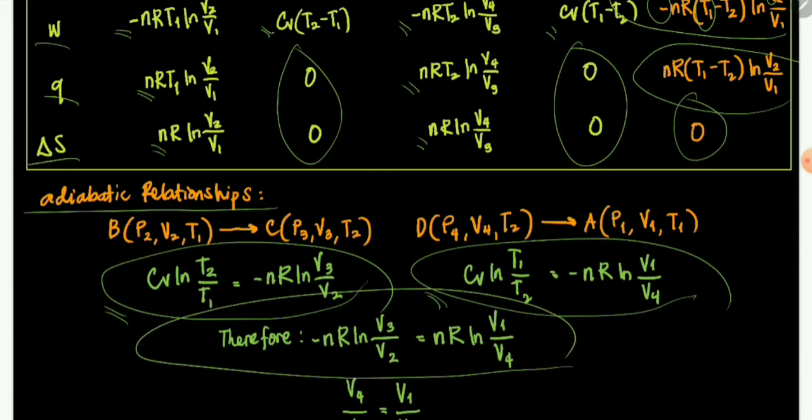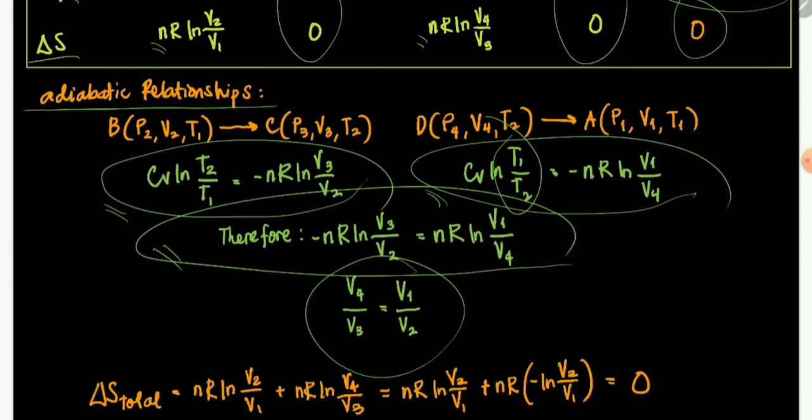Okay, negative nR ln V3 over V2 is equal to nR ln V1 over V4. You just have to get the reciprocal of this. Tapos, magiging negative yung value niyan. So, makukuha nyo itong equality na to based on the two given adiabatic relationships. So, malalaman nyo din na V4 over V3 is equal to V1 over V2.